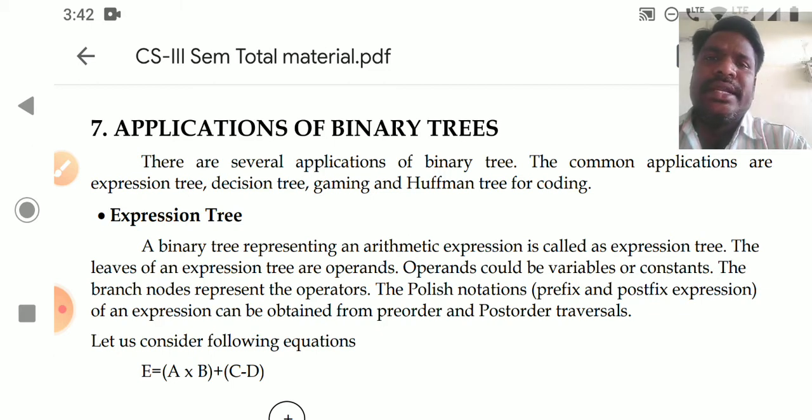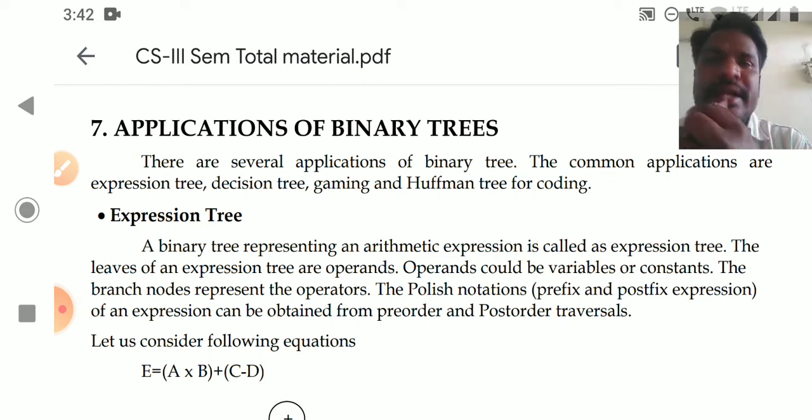Applications of Binary Trees. In previous videos, we have studied what a binary tree is, what the properties of a binary tree are, how a binary tree can be implemented, and binary tree traversal. Today we are going to discuss where we use the concept of a binary tree. Applications means where we use the concept of a binary tree.